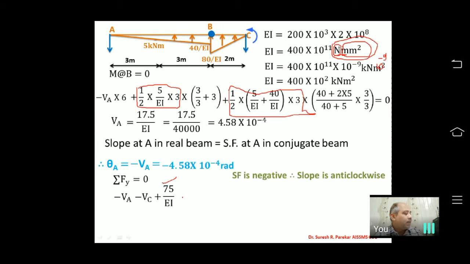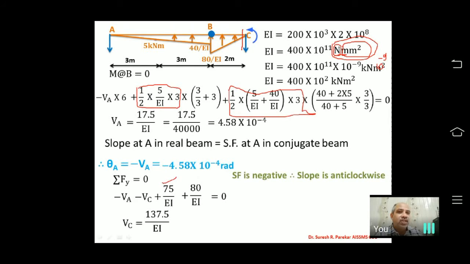So we have this as 75, and this triangle, so 1/2 into 80 upon EI into 2, the 1/2 and 2 get cancelled, and I will get that as 80. So this is the total load, and that is equal to 0, gives me the value of VC. Now VC again we are going to get as downward, but now this is shear force, we will get upward.